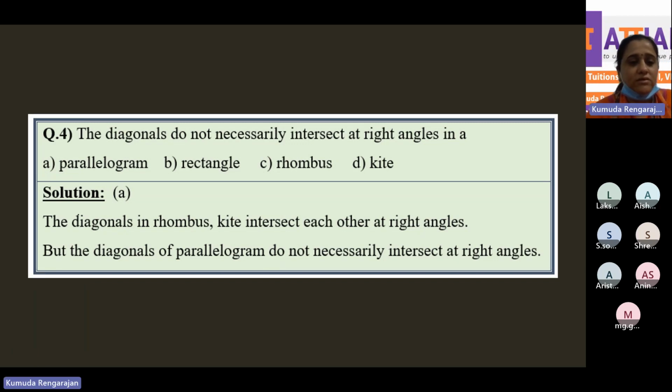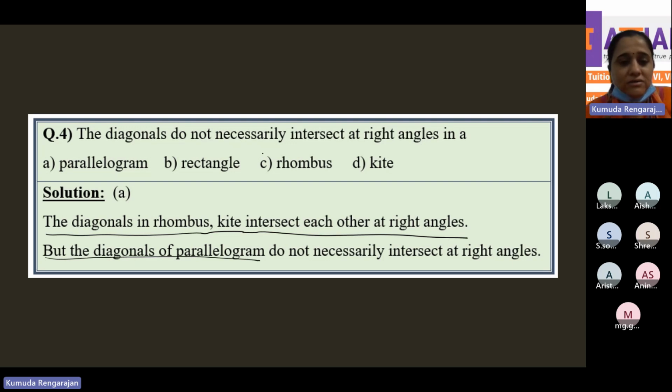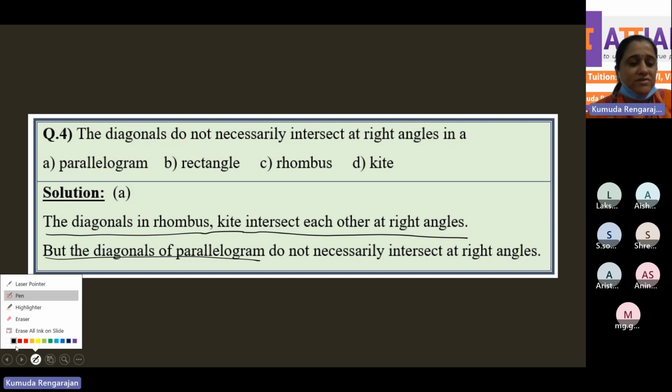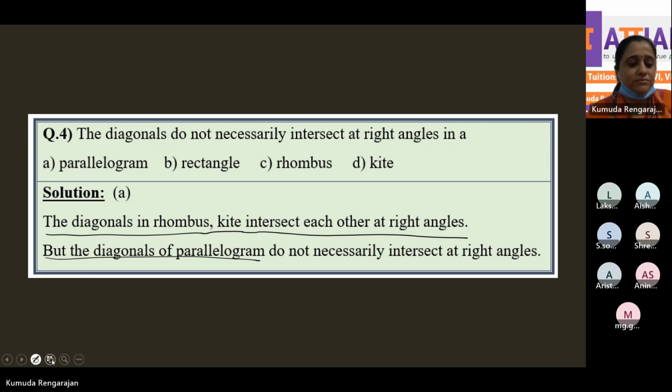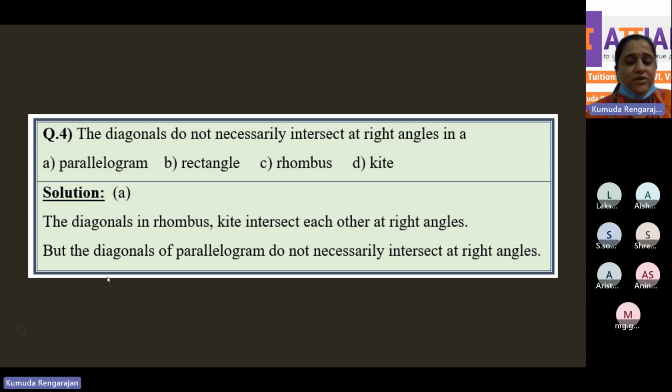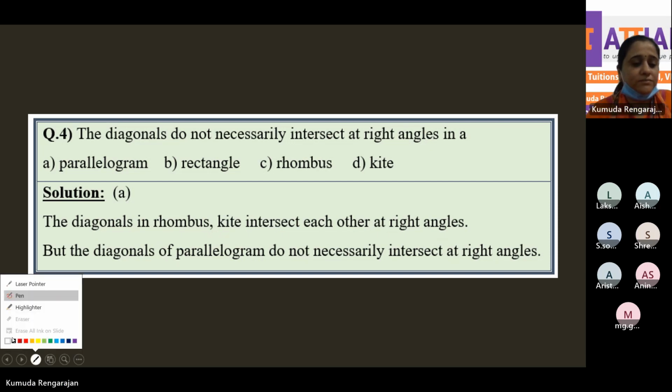Just read what I've written here. The diagonals in a rhombus, kite intersect each other at right angles, but the diagonals of a parallelogram. Okay, but I've not mentioned rhombus at all here. No problem, I'll just correct this slide. I'll resend this slide for you.